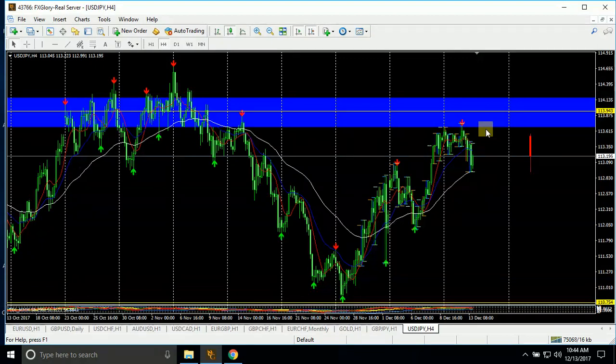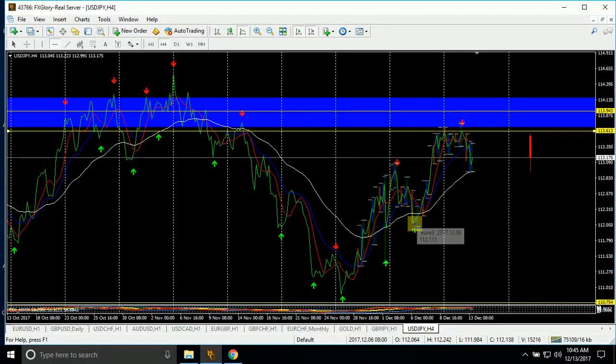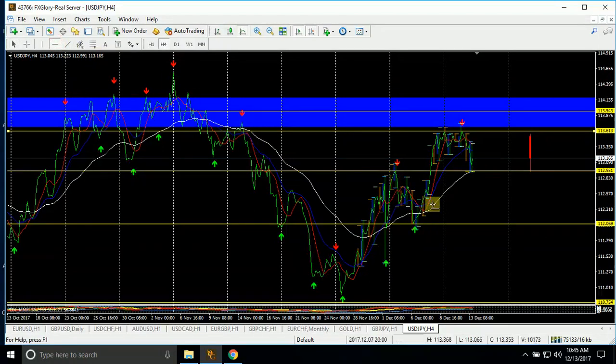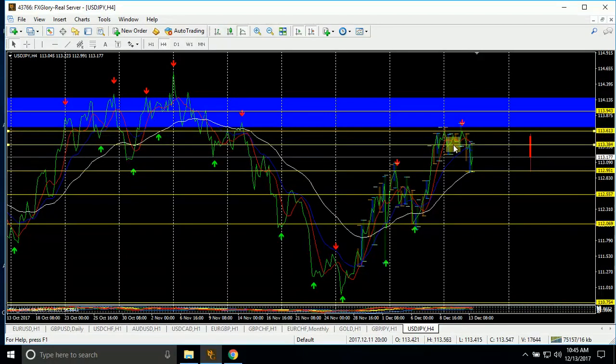Okay. Now looking at this 4 hour chart, let's go here. And you see over here. And over here. Here. Okay, so from here up, let's do support. Support. Support. From here down, let's do resistance. Resistance, so forget that support. And I got some resistance here.